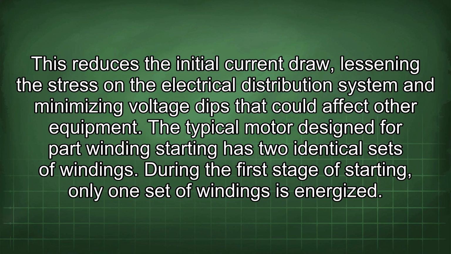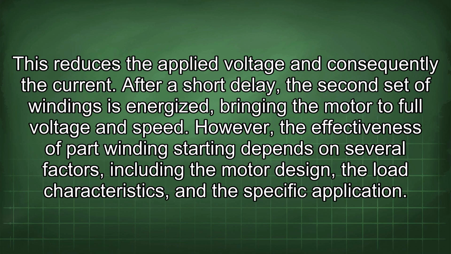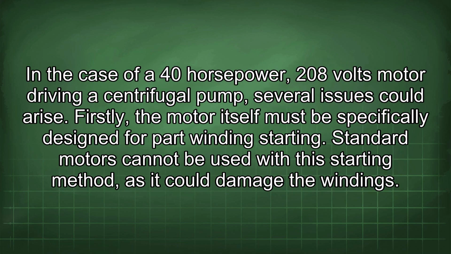During the first stage of starting, only one set of windings is energized. This reduces the applied voltage and consequently the current. After a short delay, the second set of windings is energized, bringing the motor to full voltage and speed. However, the effectiveness of part winding starting depends on several factors, including the motor design, the load characteristics, and the specific application. In the case of a 40 horsepower, 208 volt motor driving a centrifugal pump, several issues could arise.